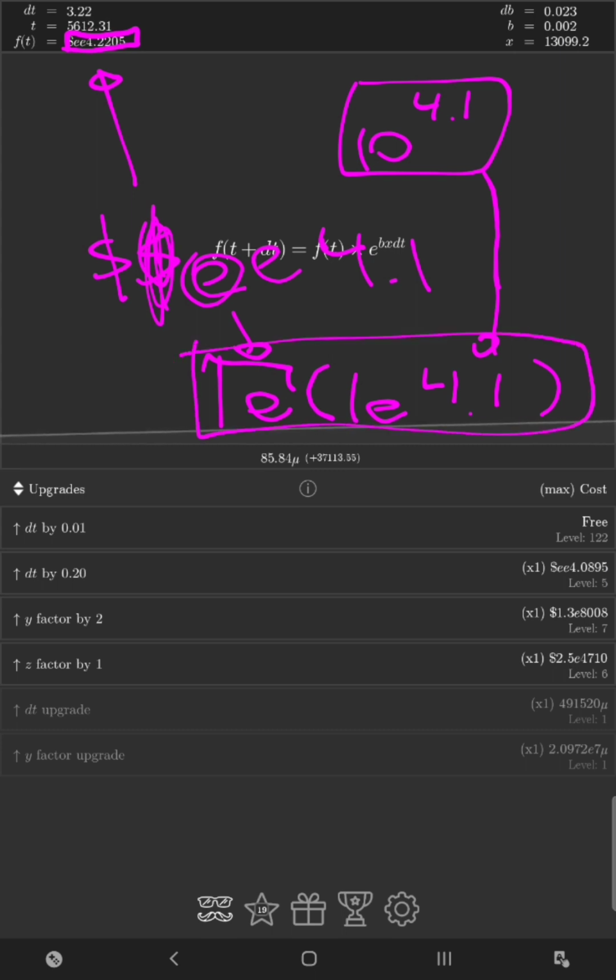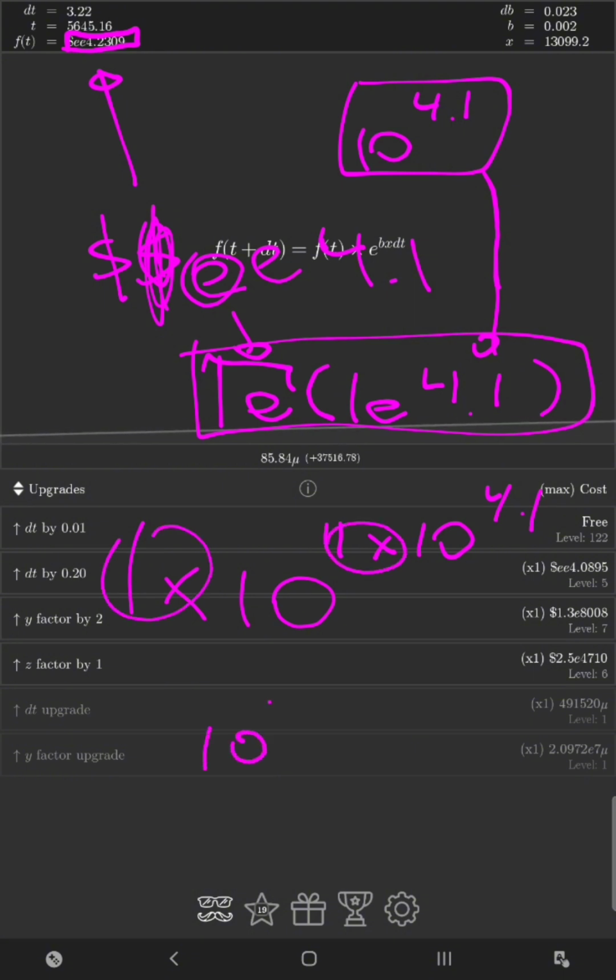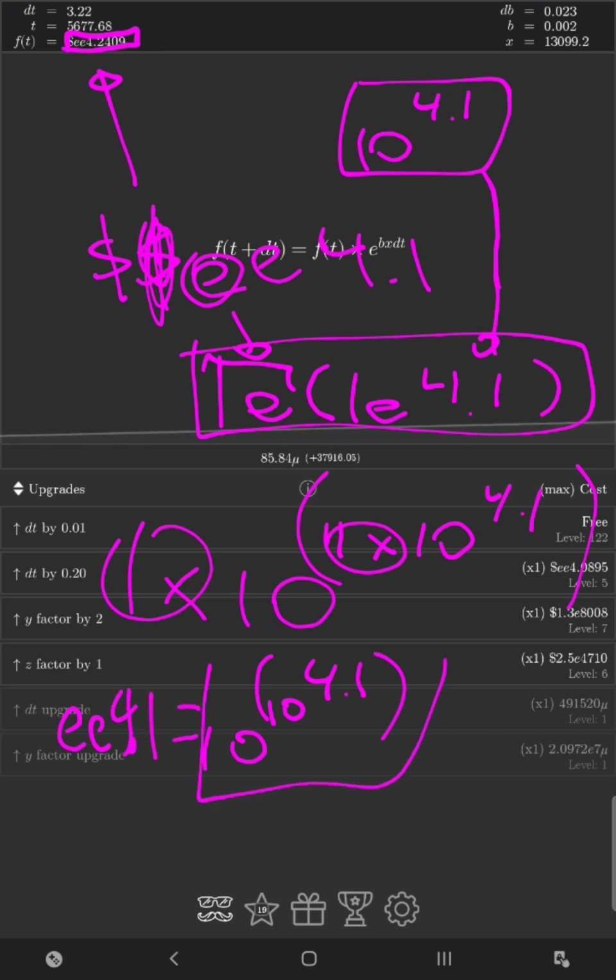And here, I mean 1 times 10 to the, so here again is 1 times 10 to the 4.1, and we can remove the 1 times, so it's 10 to the 10 to the 4.1, but we gotta add the bracket. So EE 4.1 just means this number.